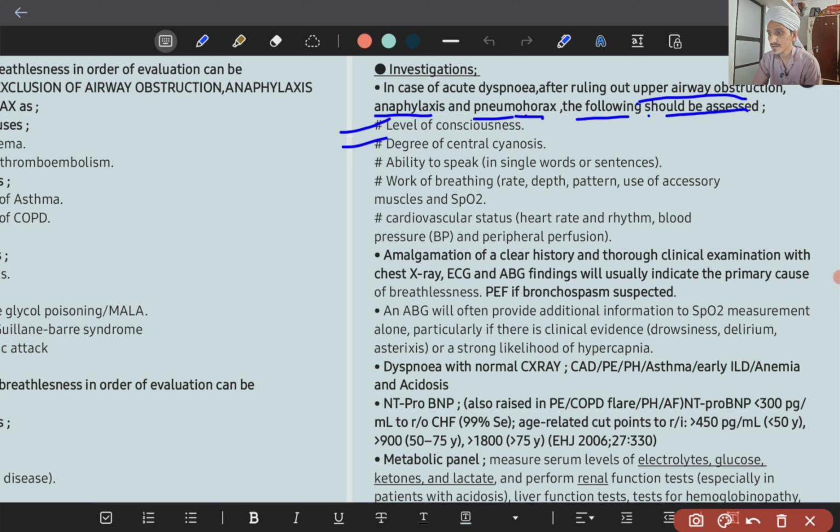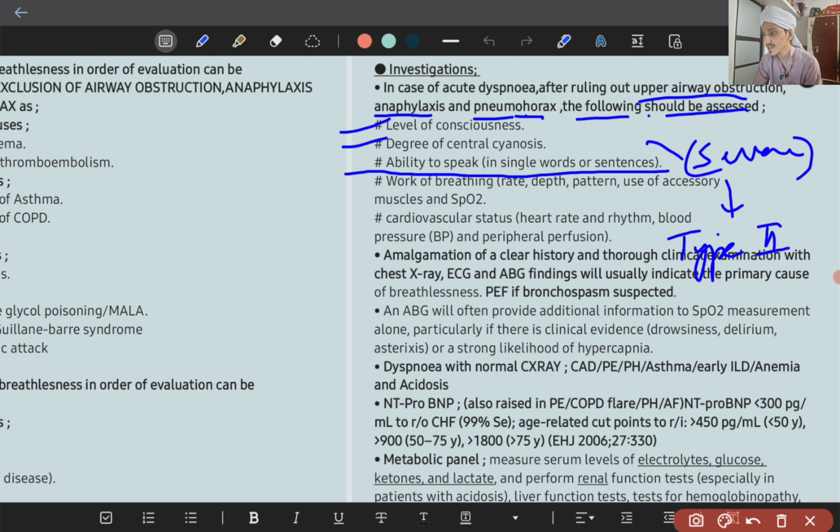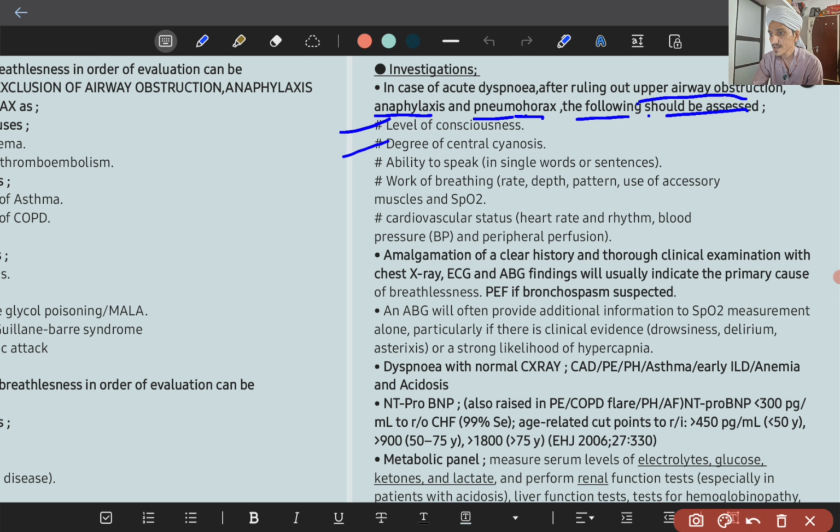Assess the degree of central cyanosis. Check whether patient is able to speak in single words or sentences. If he is not able, then it indicates severe breathlessness and he can progress into type 2 respiratory failure. Degree of central cyanosis and ability to speak: this is first one. If he is not able to speak in one full sentence, then it is severe breathlessness. If his conscious level goes down, then he may be going into type 2 respiratory failure.